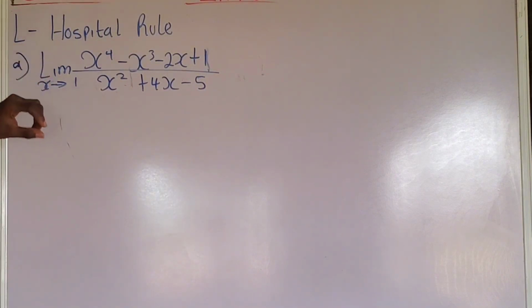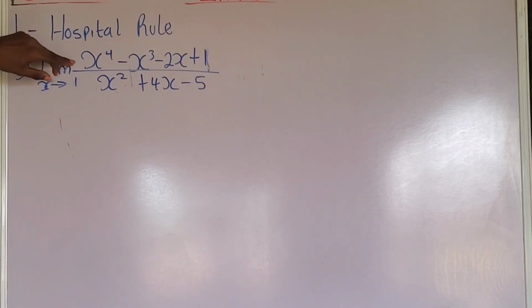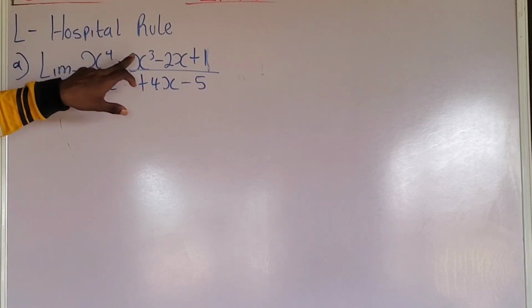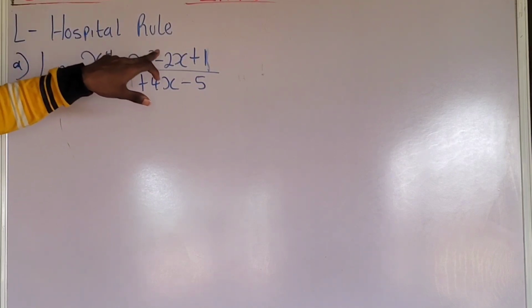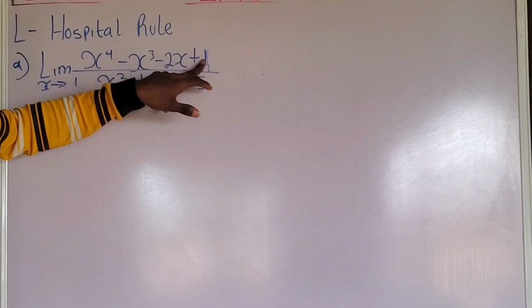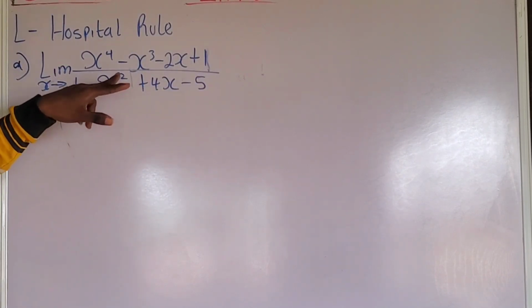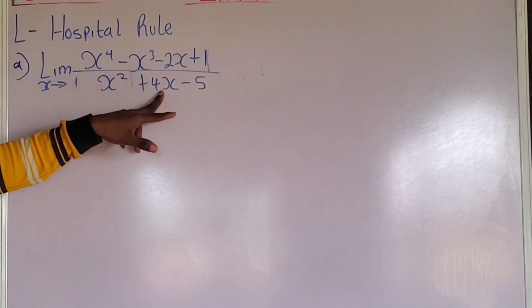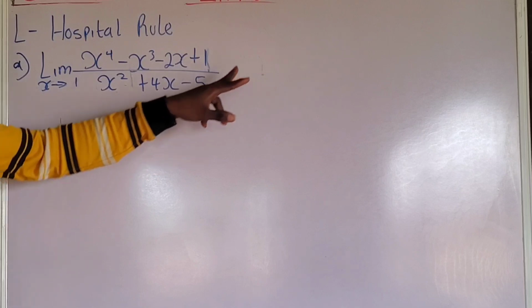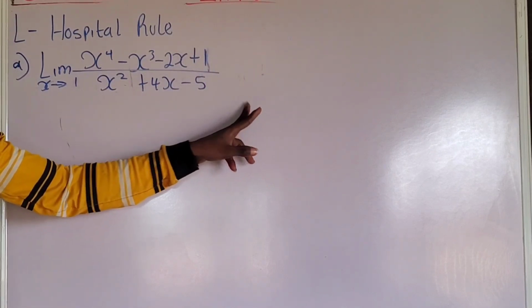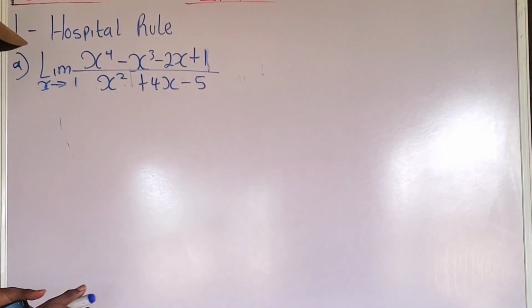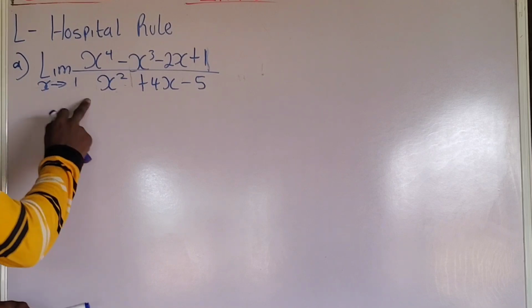Now, honestly, if you substitute the value of x as 1 into this function, please pay attention. You're going to have 1 minus 1, 0. Minus 2 plus 1, that is what? Minus 1, right? 1 plus 4, that is what? 5. 5 minus 5 is 0. You're going to have minus 1 all over 0. Let's try the direct substitution method now.